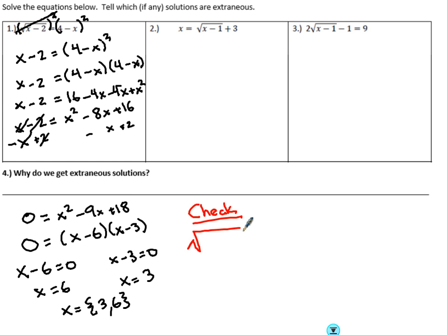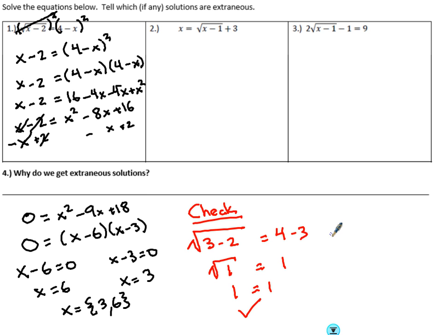So we get the square root of 3 minus 2 is equal to 4 minus 3. So the square root of 1 is equal to 1. 1 is equal to 1, which is correct. So 3 is a real solution.